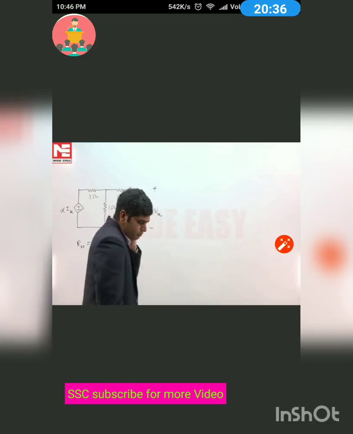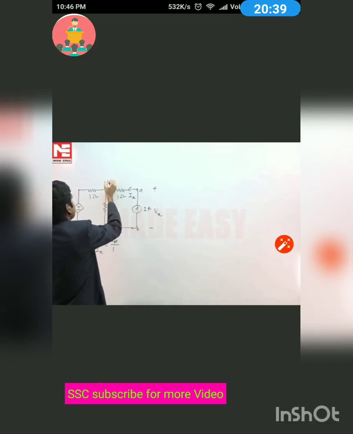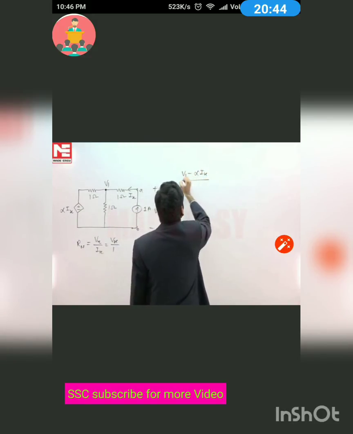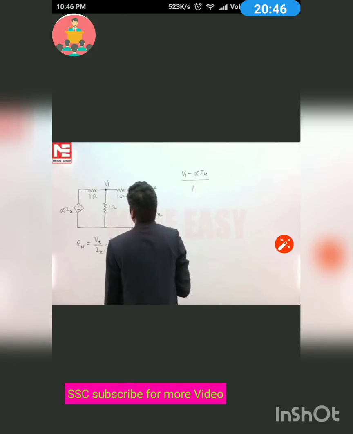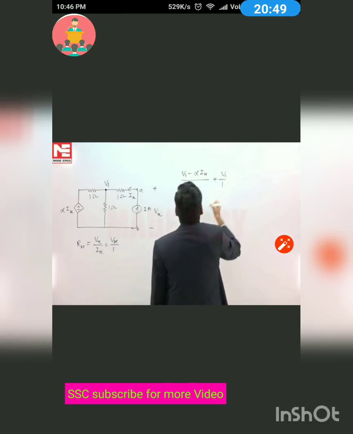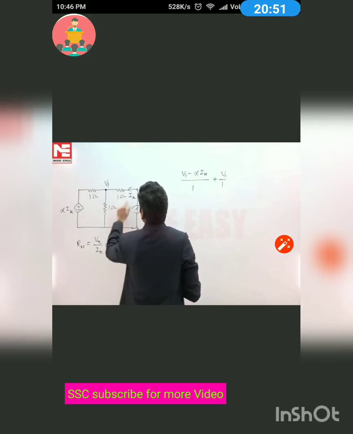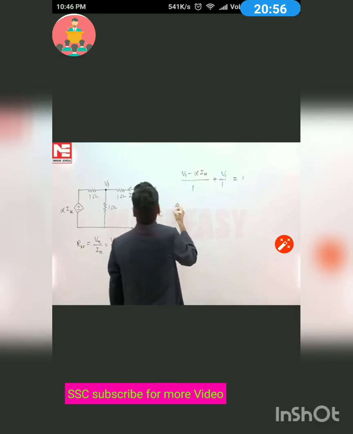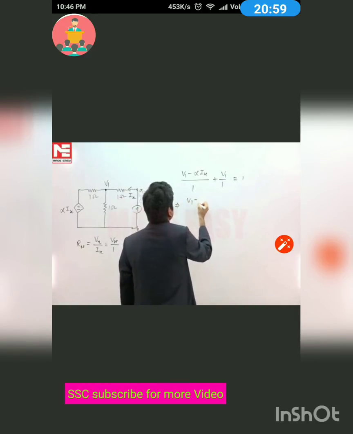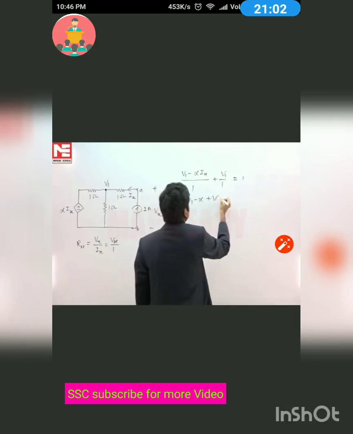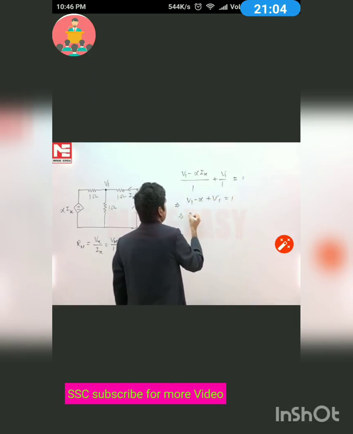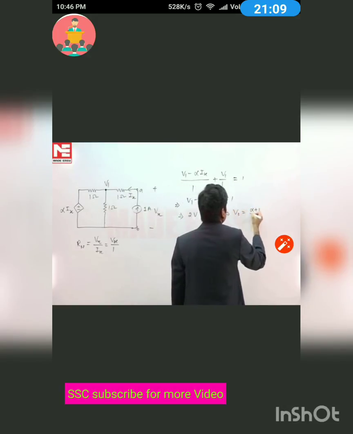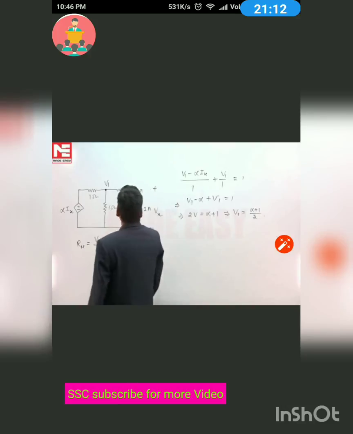Now, suppose the voltage at this point is V1. Then applying KCL, we have V1 minus alpha into Ix divided by 1 plus V1 upon 1, and this is equal to the 1 ampere entering. Ix value can be put as 1 ampere, so V1 minus alpha plus V1 is equal to 1. So 2V1 is equal to alpha plus 1, so V1 is equal to alpha plus 1 by 2. It is the value of V1.